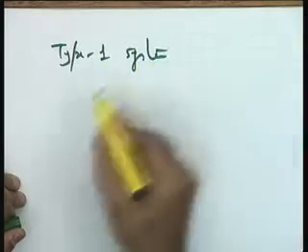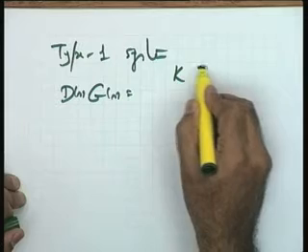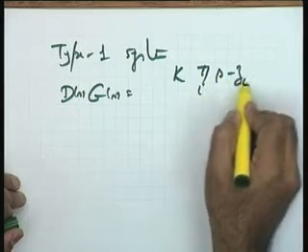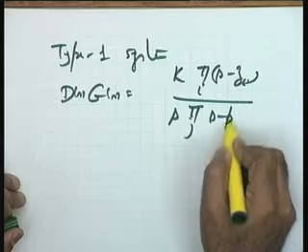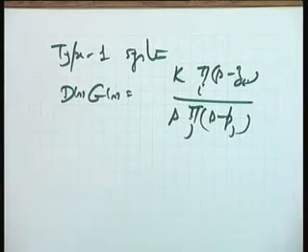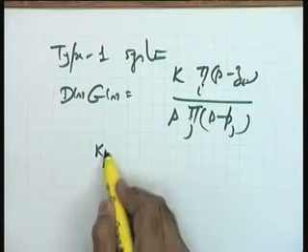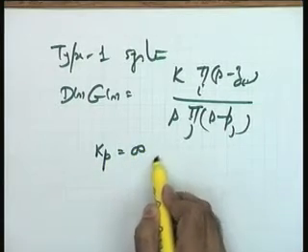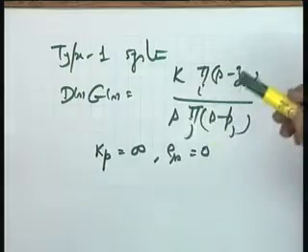I think you can immediately do the necessary calculations. I will be interested more in the conclusions based on this. Look at this type 1 system please. A type 1 system will always have Kp equal to infinity and therefore ESS is equal to 0 as far as step inputs are concerned.